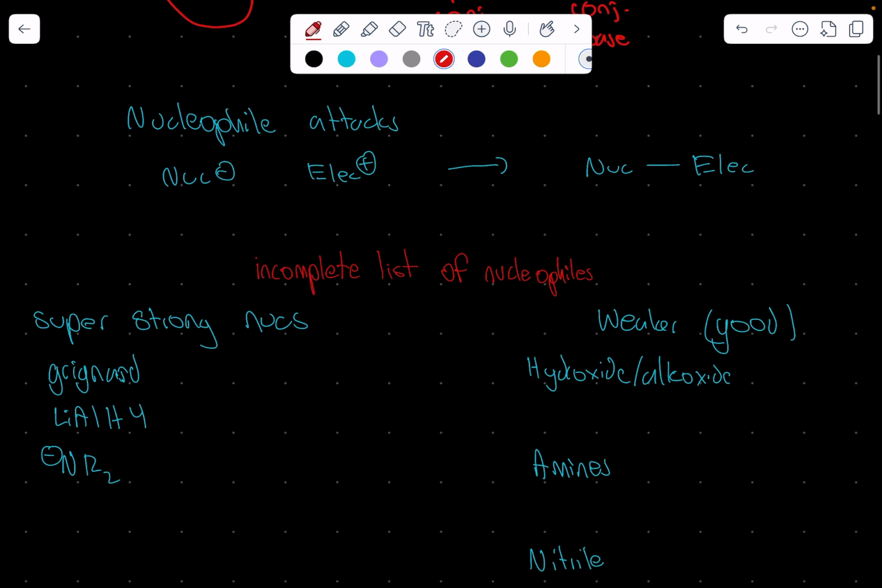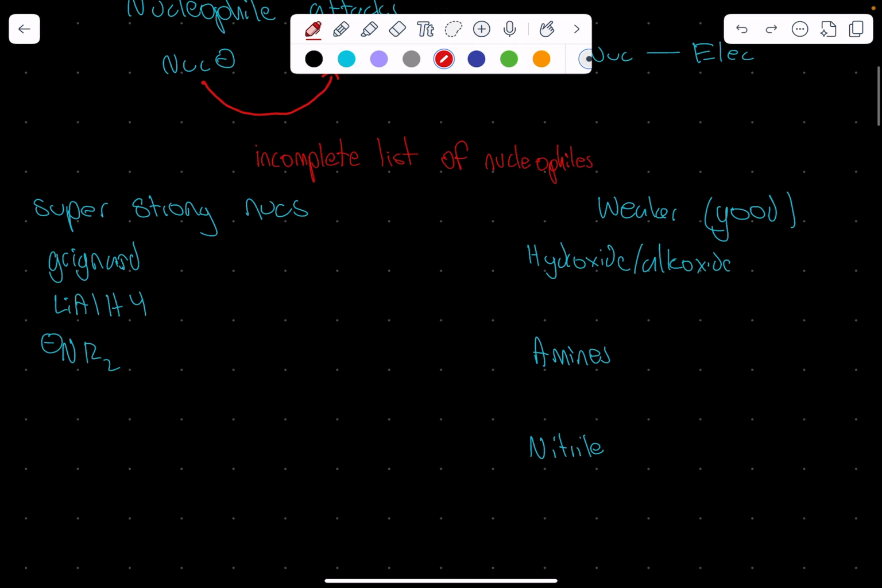Next, we'll get into the nucleophilic attack. In a nucleophilic attack, 2 electrons from a nucleophile attack an electrophile, often resulting in the formation of a bond between them. In this case, we have a generic nucleophile attacking an electrophile.